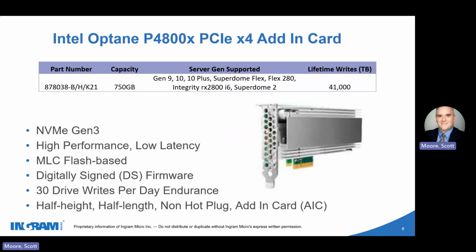For systems that don't support U.2 NVMe drives, there is an x4 PCI Express add-in card option for use in most HPE servers with PCIe slots. This add-in card is half height and half length, making it easily compatible with most HPE server platforms. With flash features identical to the U.2 drives, the 750 gigabyte add-in card is supported on the Gen 9, Gen 10, and Gen 10 Plus ProLiant and Apollo servers, in addition to the Superdome Flex and Flex 280 platforms, as well as the recently retired Itanium-based Integrity rx2800 i6 and Superdome 2 servers.